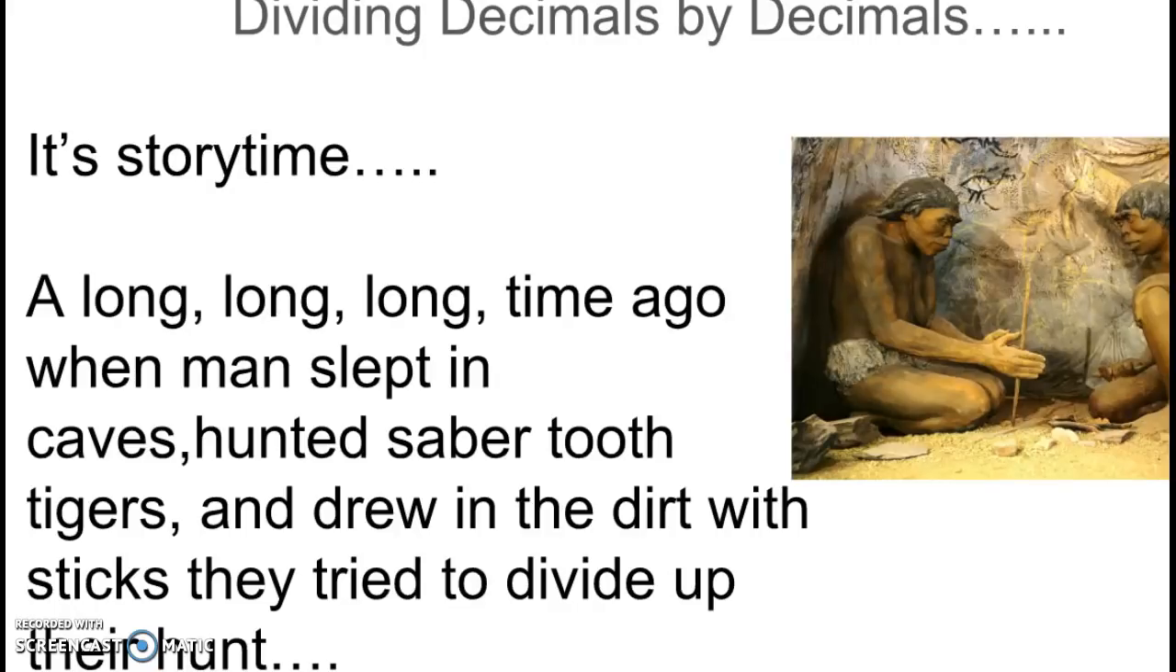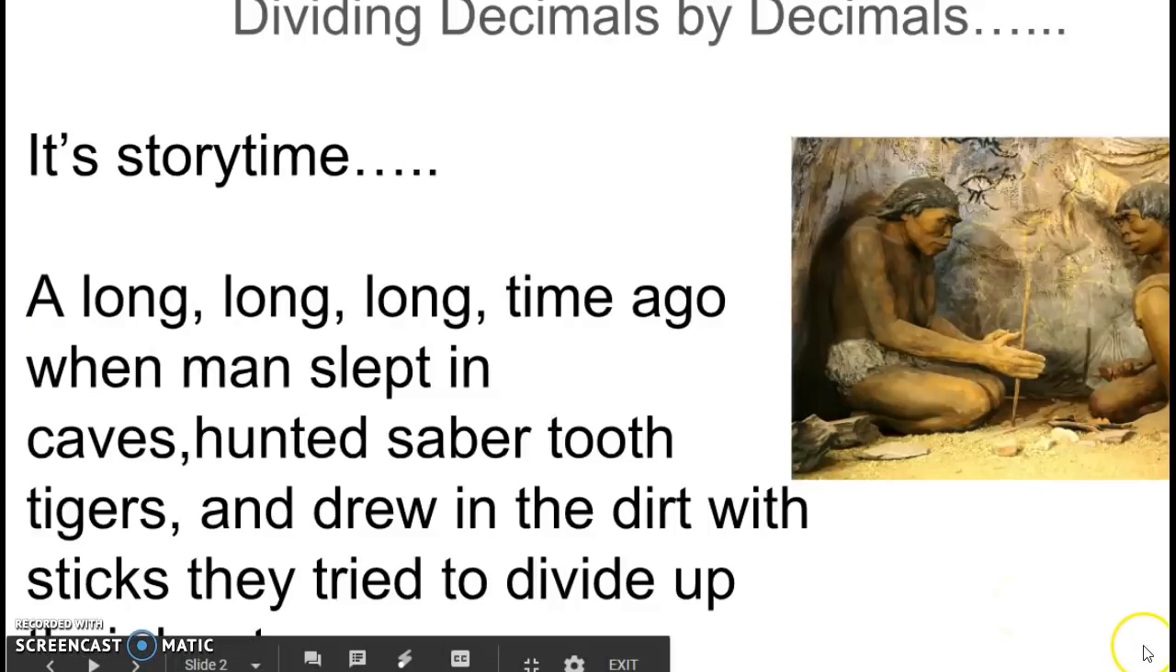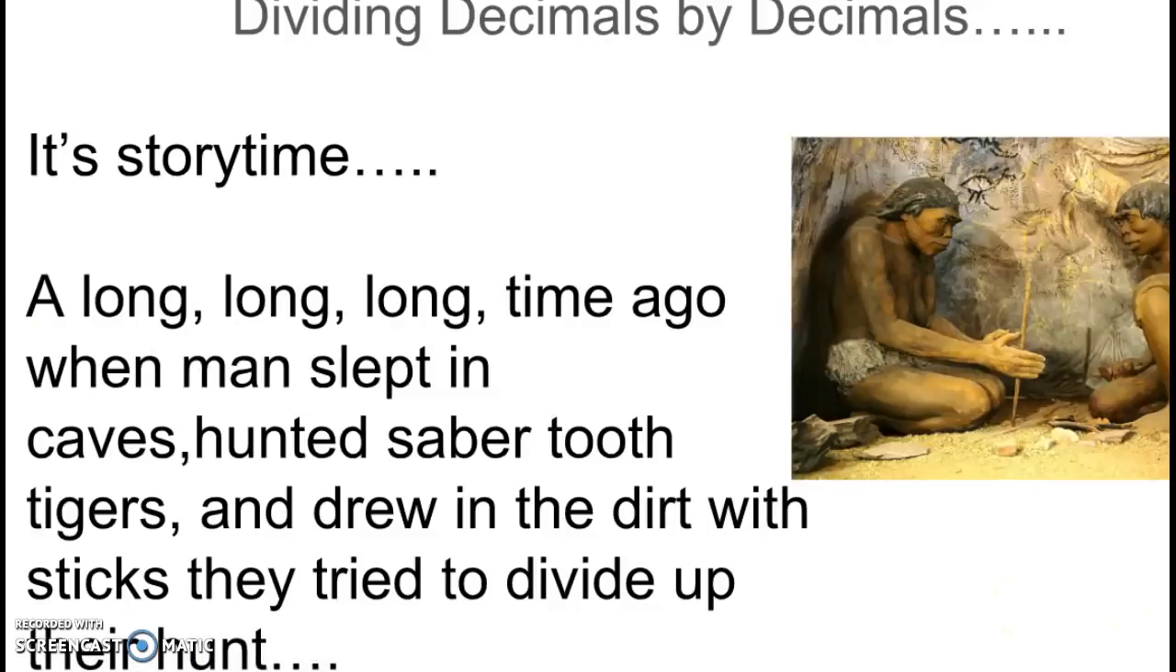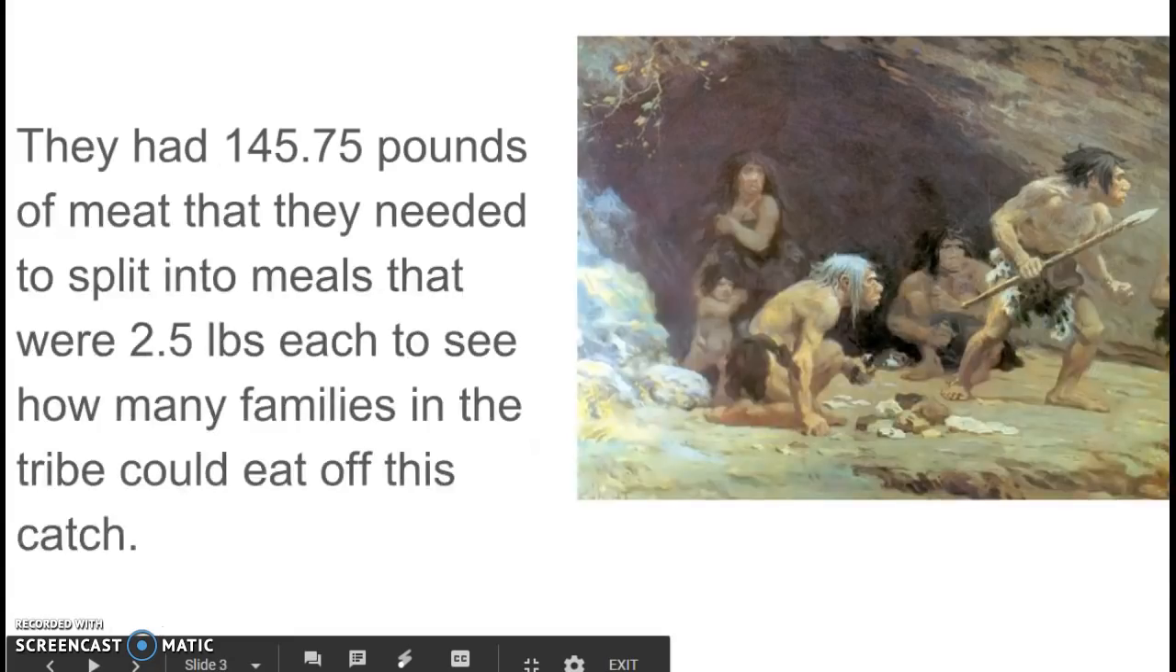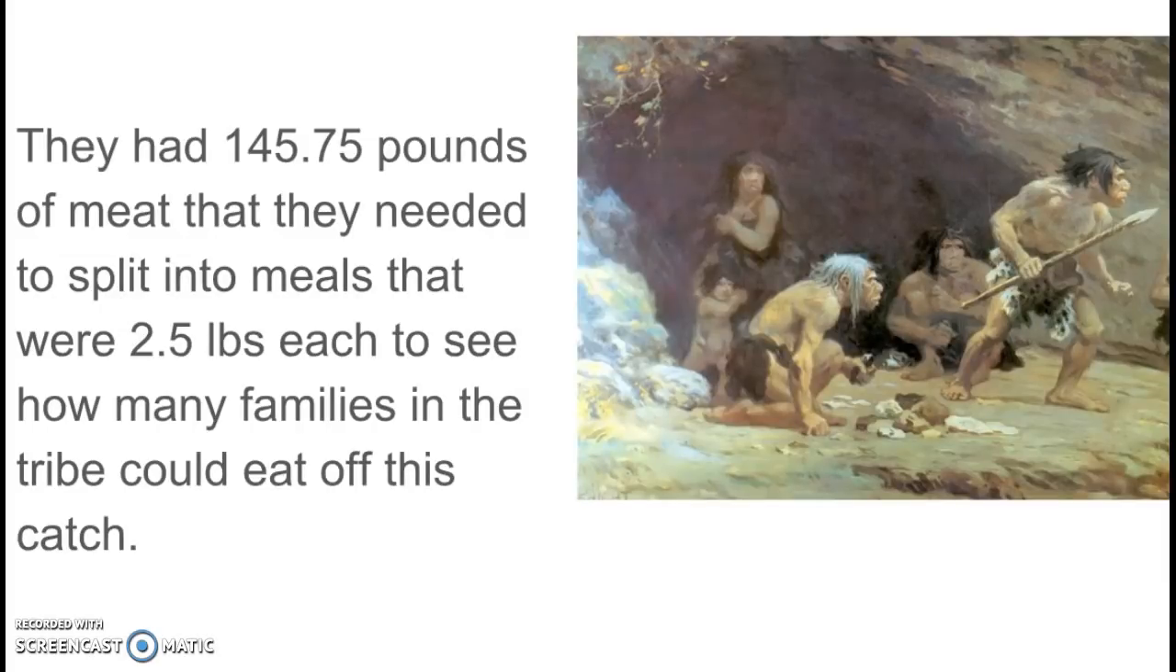Okay, so today we're going to learn how to divide decimals by decimals. And I have a little story to tell you to go along with why we do what we do. So a long, long, long time ago, when man slept in caves, hunted saber-toothed tigers, and drew in the dirt with sticks, they tried to divide up their hunt. They had 145.75 pounds of meat that they needed to split into meals that were 2.5 pounds each to see how many families in the tribe could eat off this catch.